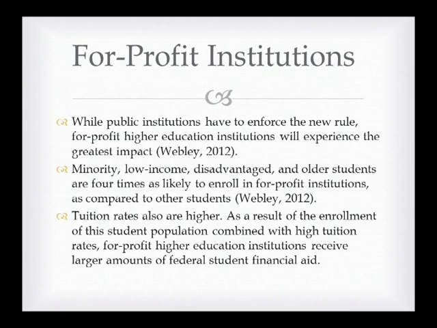What's the impact on for-profit institutions? While public institutions have to enforce the new rule, for-profit higher education institutions will experience the greatest impact. Minority, low-income, disadvantaged, and older students are 4 times as likely to enroll in for-profit institutions as compared to other students. Tuition rates also are higher. As a result of the enrollment of the student population, combined with high tuition rates, for-profit higher education institutions receive larger amounts of federal student financial aid.